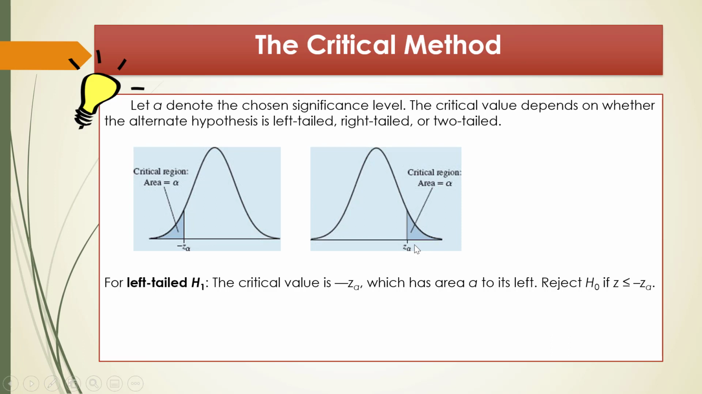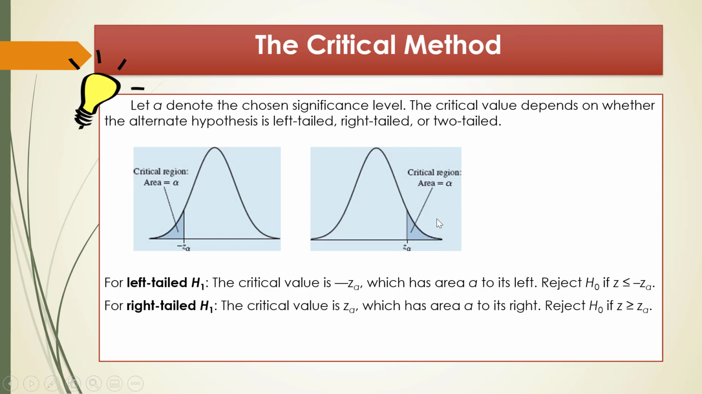We see that the critical value here should be positive, right? It is z alpha. This is the z-score that separates alpha area to the right and 1 minus alpha area to the left. And the critical region is just the area to the right of z alpha. It should be this shaded area. And we reject the null hypothesis if the test statistic falls into the critical region. That means z is greater than or equal to z alpha.